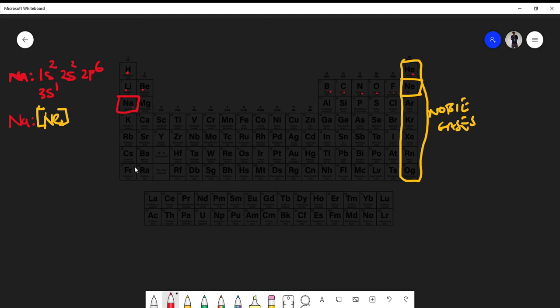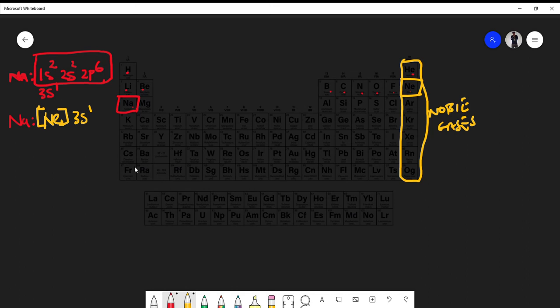Neon takes care of the 10 electrons that we wrote right here. And I'm going to show you how it actually does that. So in this case, the shorthand formula for sodium would be [Ne] 3s1. All we did was fill in the remaining electrons that were left over.